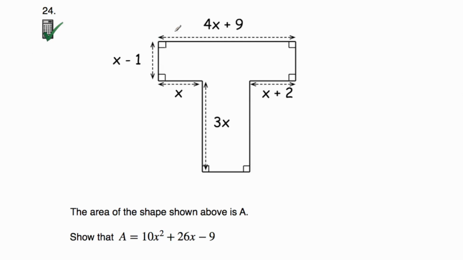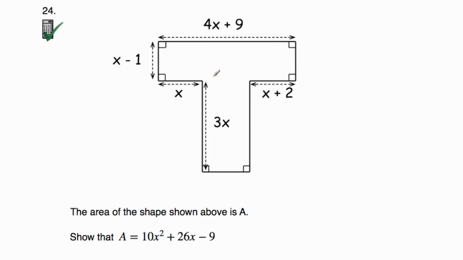Question number 24. So we've got the shape, it's a T-shape, and we've been told the area of the shape above is A. We've been asked to show that A is equal to 10x squared plus 26x minus 9. In other words, we just need to find the area of the shape, and hopefully this is our answer.